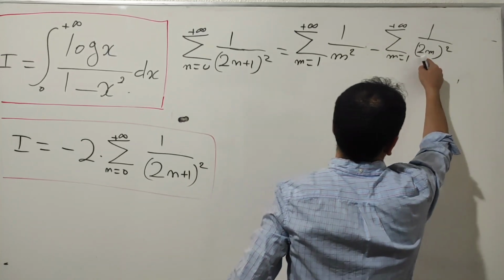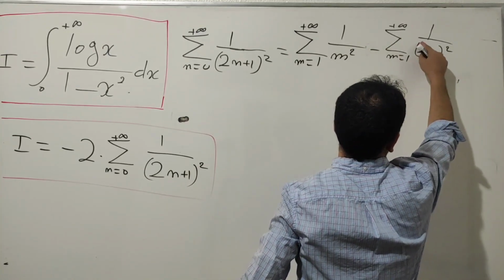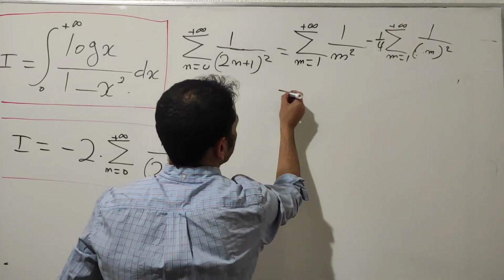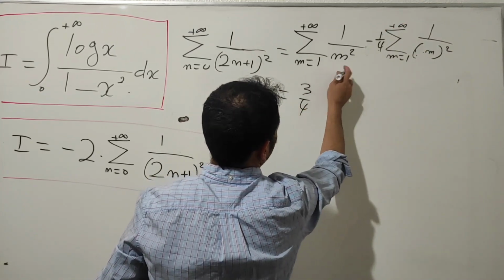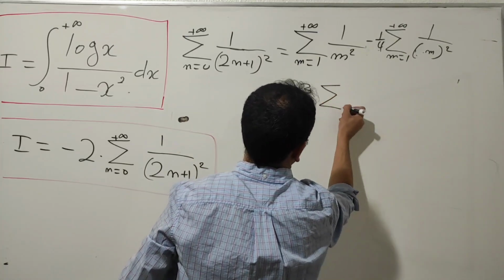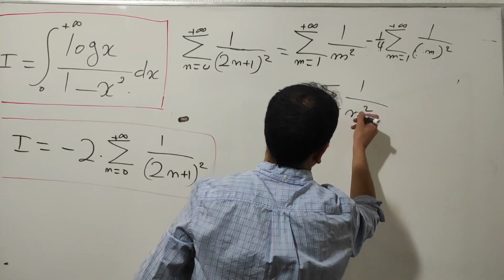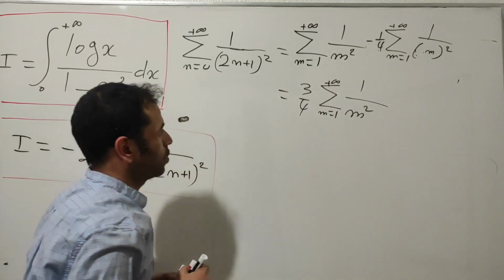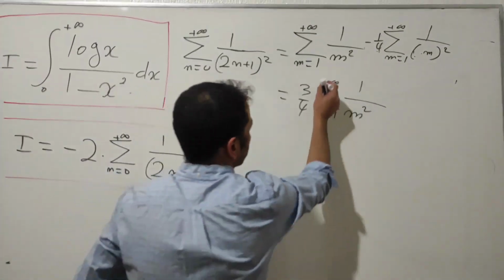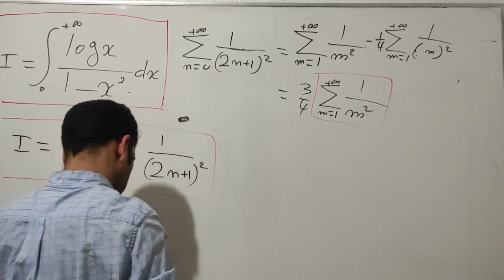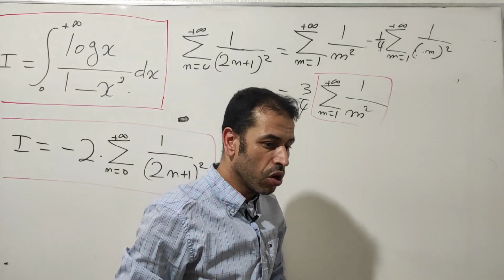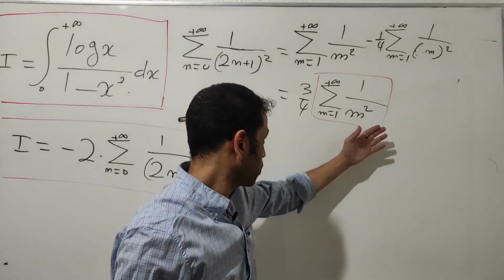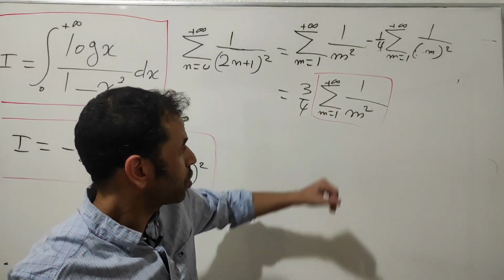Let's evaluate this one. By taking the 2 out, I have 2 squared, which is 4. Let's put it outside, which means 1 over 4. So it equals 3 over 4 times the sum, as m goes from 1 to plus infinity, of 1 over m squared, okay? This is a more well-known sum. You can use the Fourier series, or you can use the Taylor expansion combined with the Euler product, okay? Then you will find this one easily.